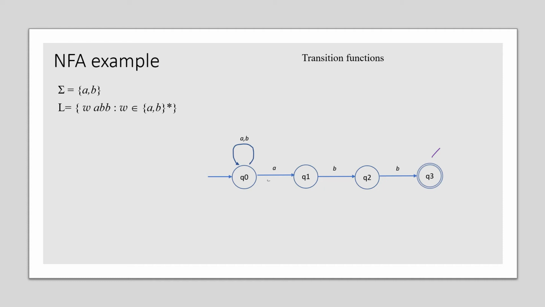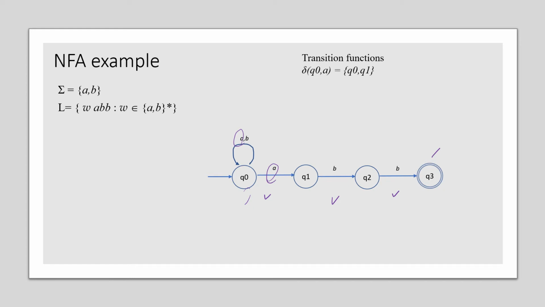Notice we have a transition here for A and we have a transition here for A. But that's okay because this is an NFA. So you could do any number of A's and B's here, but then eventually you're going to get A, B, B, and you will end up in the accepting state.